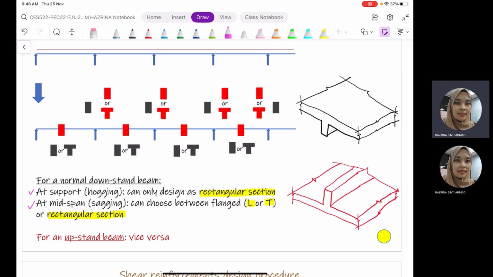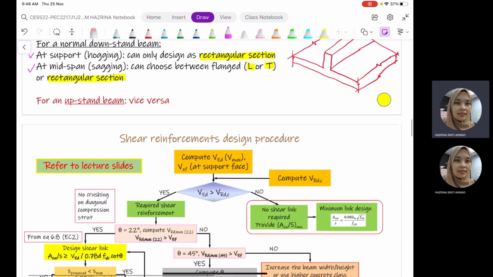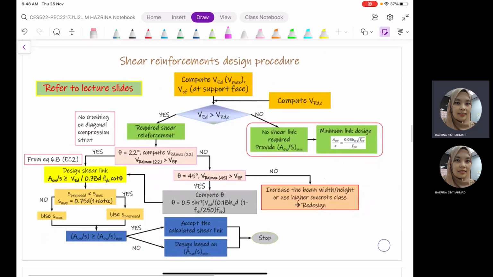Okay, and then for an upstand beam, it is vice versa. Upstand beam means that the beam is on top of the slab. The next one is the shear reinforcement design procedure. This is the flow chart, whereby we are going to compute the value of VED, and then we are going to compare VED with VRDC. This first step is actually similar to the design of a slab, whereby we are comparing in order to determine whether the shear reinforcement is required or not.